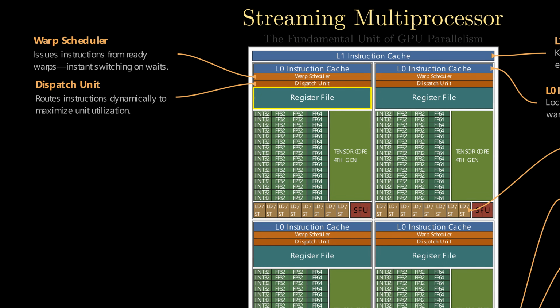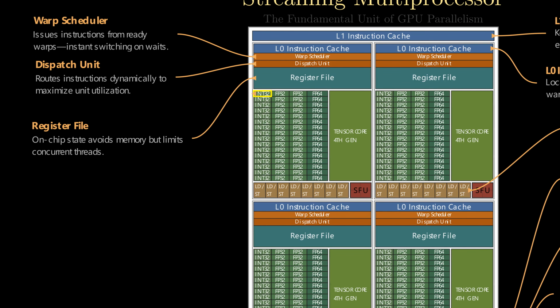This is the register file, storing each thread's private variables on chip. Keeping data here avoids slow memory access, but the limited size restricts how many threads can run at the same time. The integer unit handles 32-bit calculations, like addresses and branch decisions, so threads know where to read, write, and which instructions to follow.